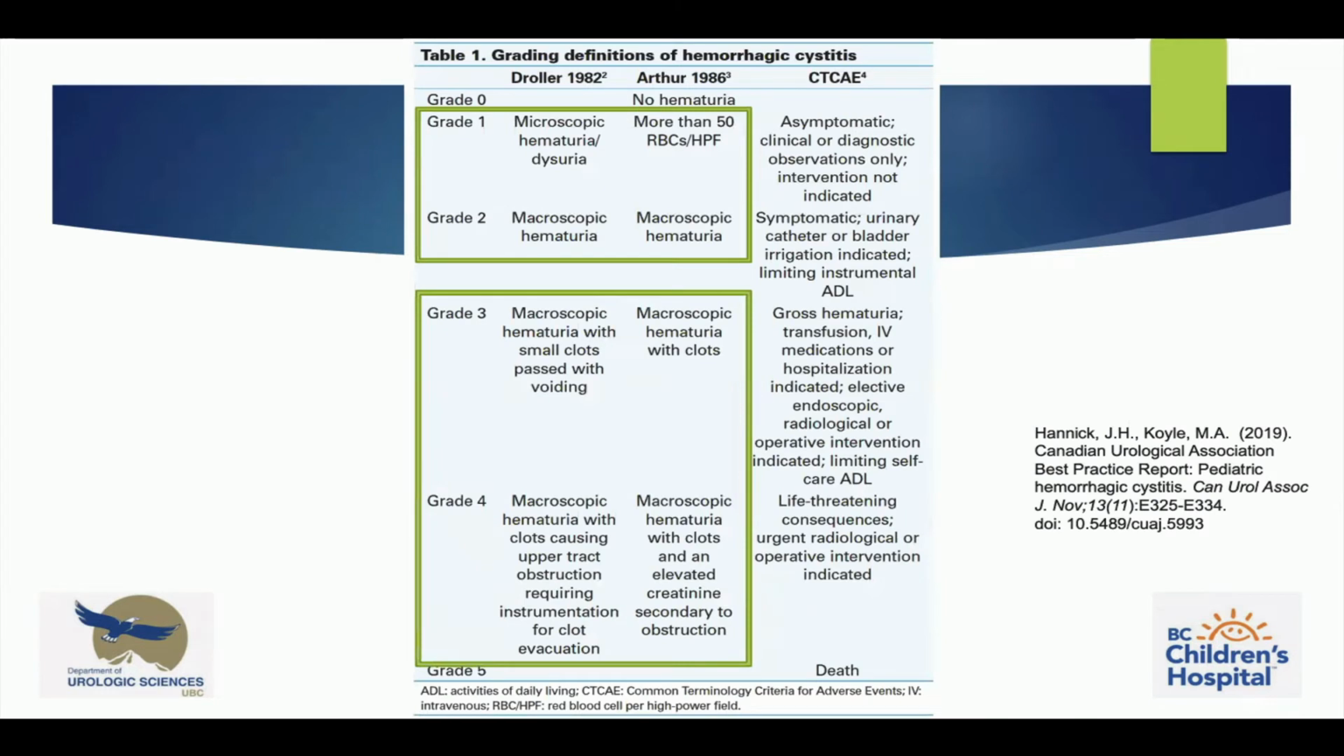So this is grading definitions of hemorrhagic cystitis in the COA best practice report. And what is just important to note here is that in grade 1 and 2, it's like less severe hemorrhagic cystitis with either microscopic hematuria or gross hematuria, but without clots. And grade 3 and 4, we can see small clots here that are passed with voiding. And for grade 4, it's really clots that cause obstruction and require instrumentation, for clot evacuation. And grade 5 is death.